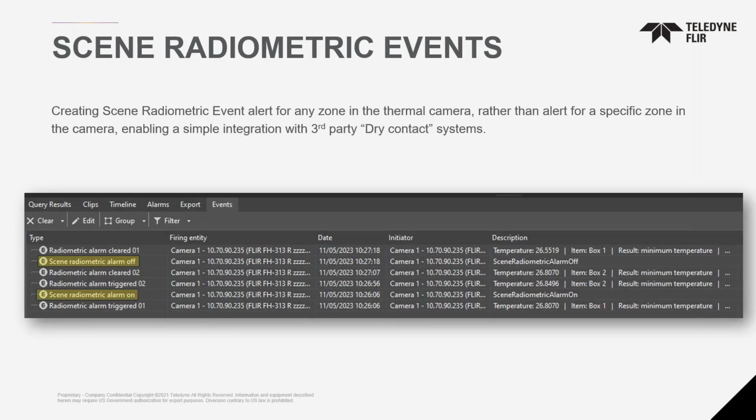Here's another cool feature that we've added to better integrate with third-party dry contact systems, scene radiometric events. With this new feature, instead of only being able to alert on specific zones in a scene, now we can alert based on any zone in the scene being above the alert threshold, which you'll easily see as we move on to the next quick demo clip.